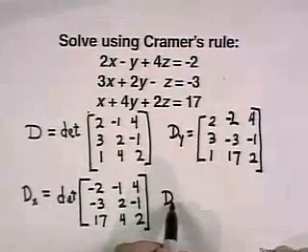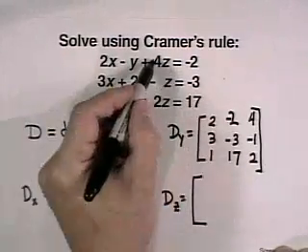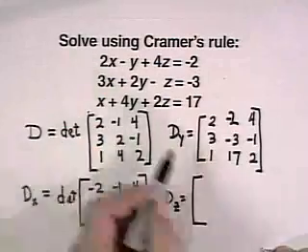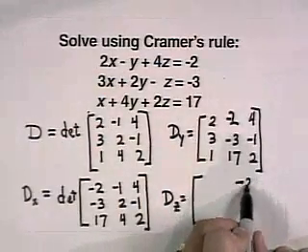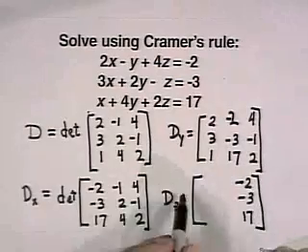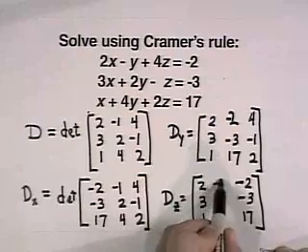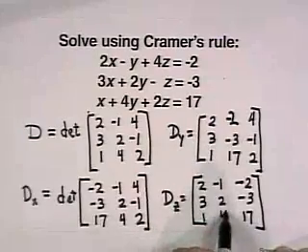Then we get to D sub z. Now we take out the 4, the last column, and replace it with negative 2, negative 3, 17. And the first two columns remain the same: 2, 3, 1, negative 1, 2, 4.